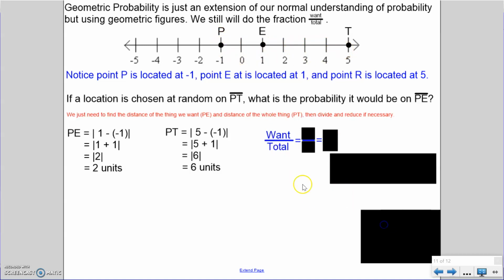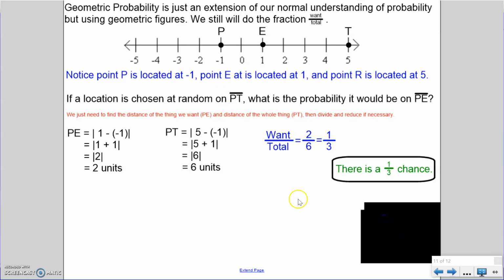So we want our total, at the bottom there's 6 total spaces, and we like 2 of those spaces. 2 out of 6, reduce that to get 1 out of 3. Final answer, there's a 1/3 chance of landing on PE, given that it lands on PT. Alright, that's the entire video.